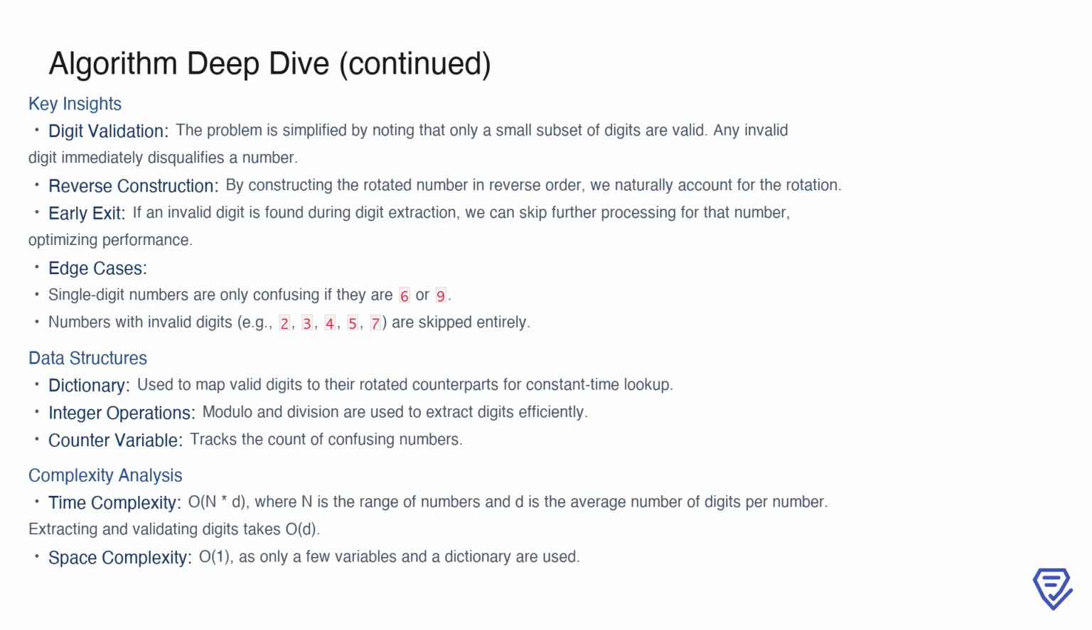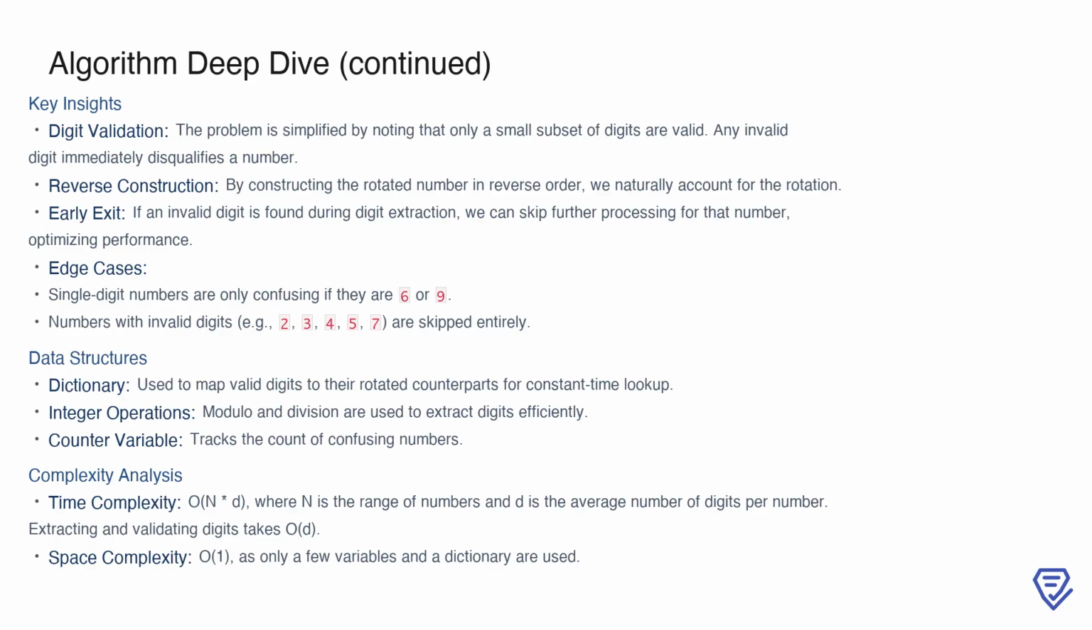Additionally, edge cases must be handled carefully. For example, single-digit numbers are confusing only if they are 6 or 9, while numbers containing invalid digits, such as 2, 3, or 7, are skipped entirely. The algorithm relies on simple data structures and operations: a dictionary for constant-time digit mapping, basic integer arithmetic for digit extraction, and a counter variable for tracking results.